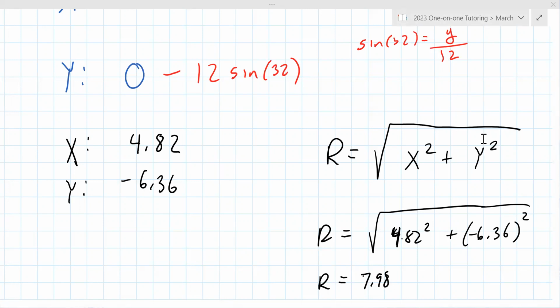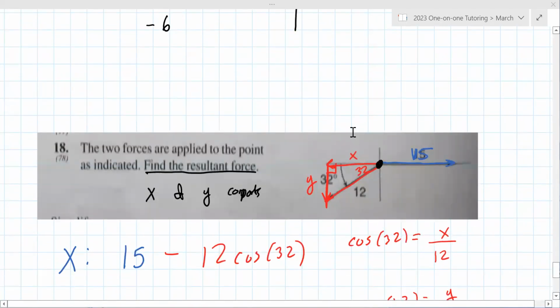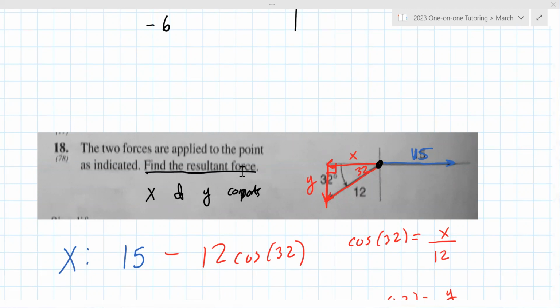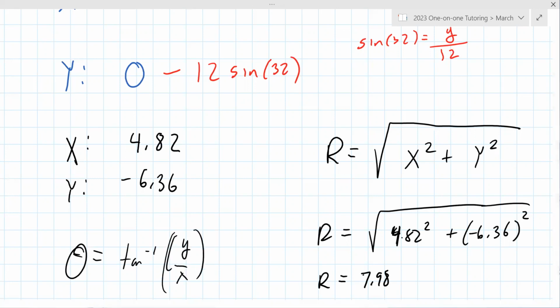but in this problem it doesn't ask you for that. One of the issues with this number is you don't know the direction that it's pointing. You don't know whether it's left, right, up, down, but it doesn't ask for that. It just asks for the resultant force. It doesn't want you to specify its direction, although it should, which is kind of odd. But if it did ask for that, the direction is the arctangent, tan inverse of y over x. And that would give you its direction.